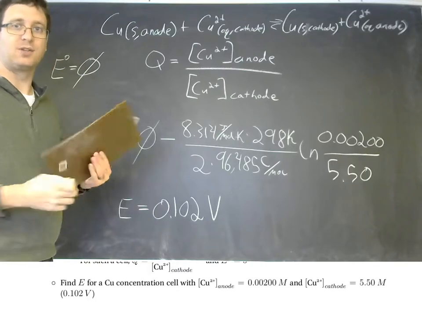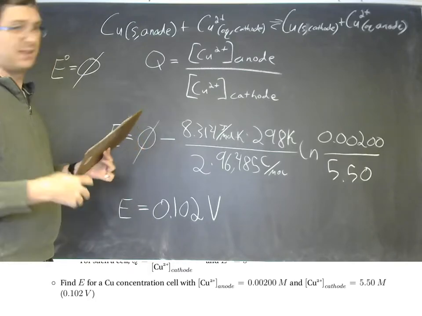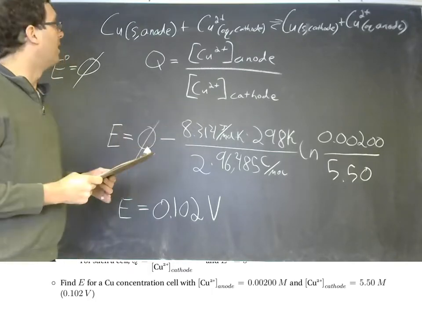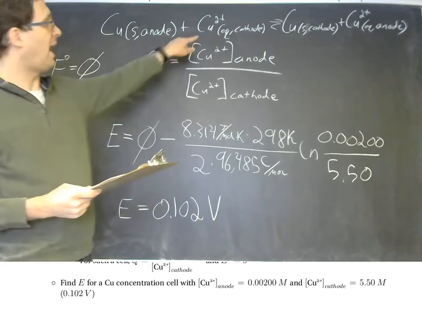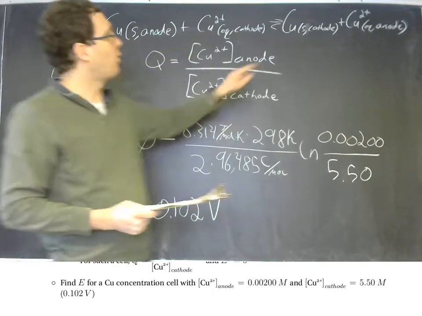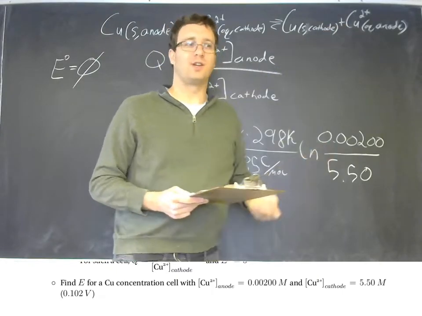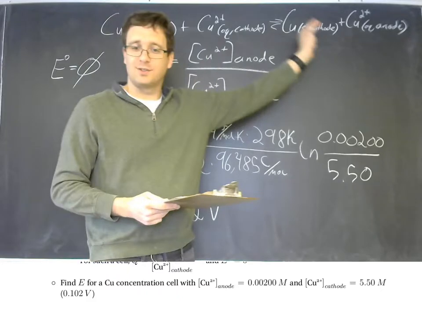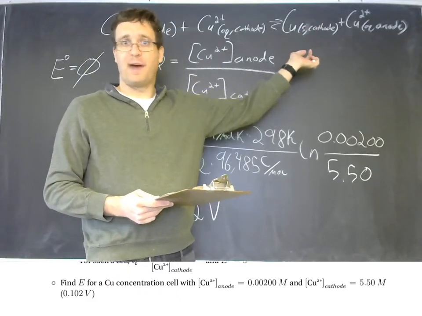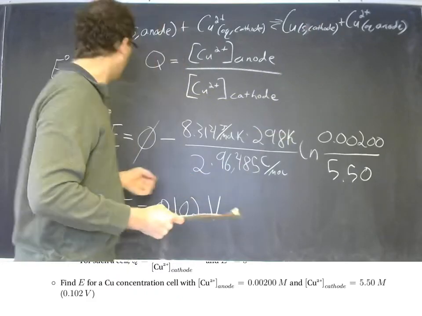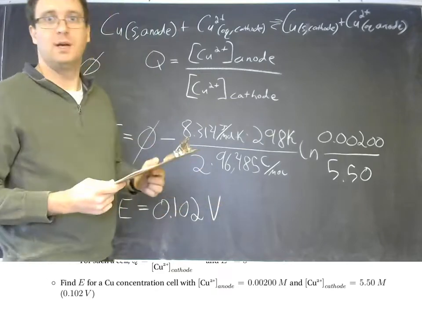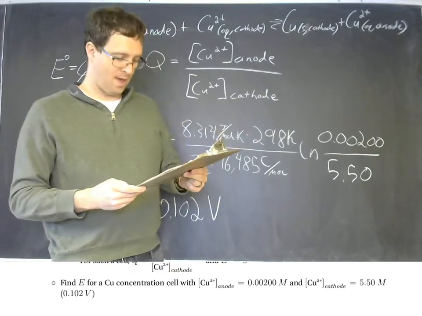Ultimately, this cell will run. It will be decreasing the cathode copper 2+ concentration while it increases the copper 2+ anode concentration, and it will run until those two concentrations are equal. That's when the battery will be dead and the potential will drop to 0. Okay, and that's section 19.7.